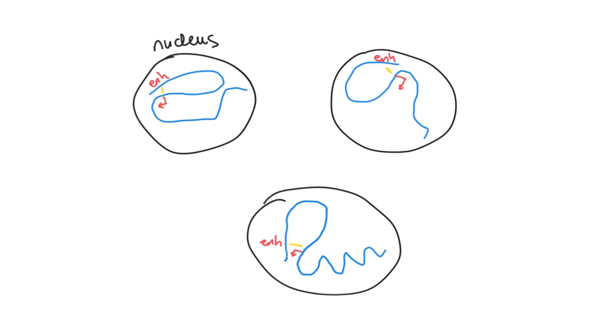But if we look at other parts of the chromosome, we would see that, for example, here in the middle of the chromosome, there's a region that's in one nucleus. Those two regions are close to each other. But in the other nuclei, those regions are far away from each other.